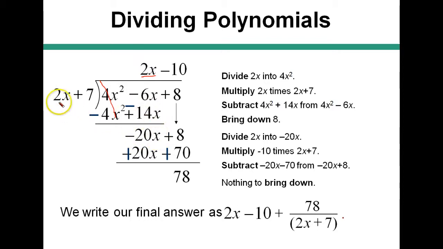Divide that by 2x, I get a negative 10. Multiply that, I get a negative 20x. 7 times negative 10 is a negative 70. I change the signs. They used to be negative. I'm now making them positive. These cancel out, which is what I'm looking for. And this adds up to 78.